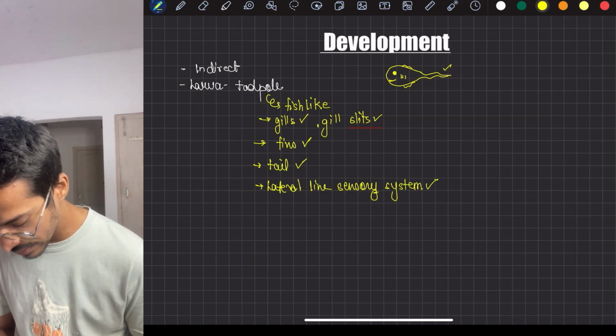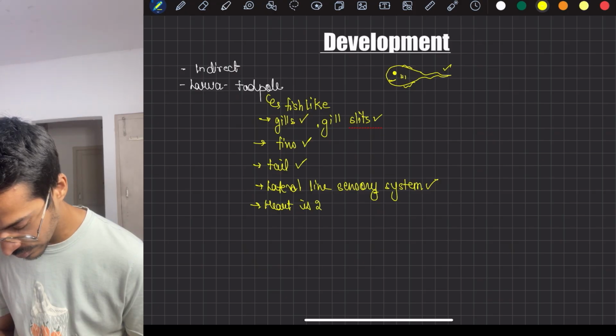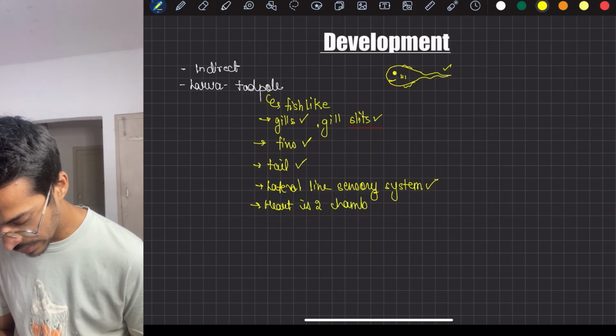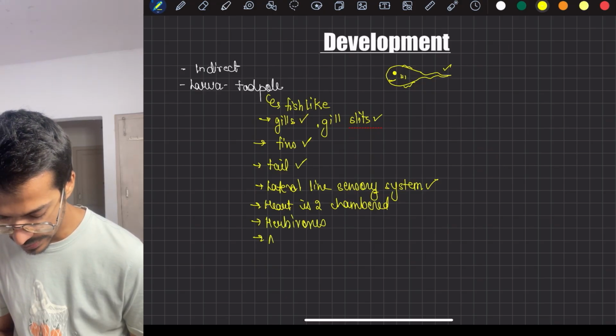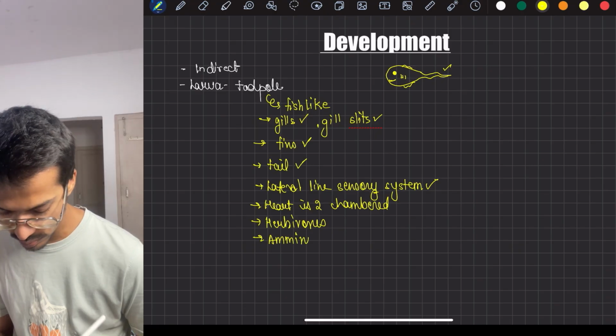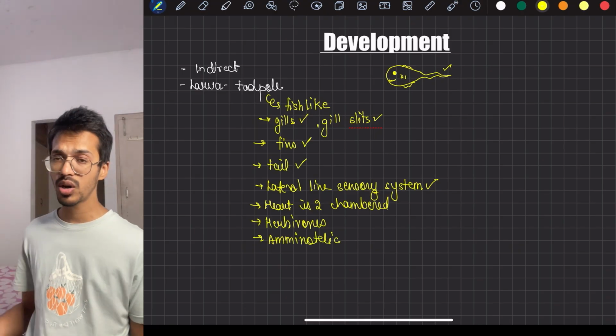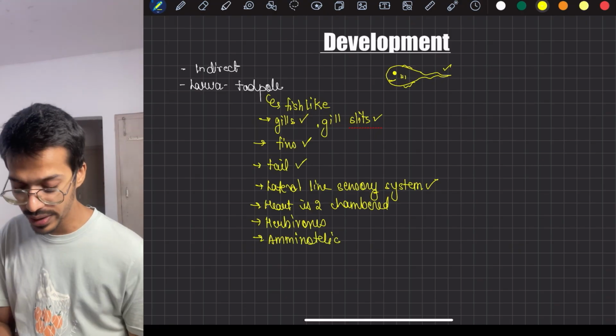Then the heart is two chambered. Then it is herbivorous. Then it is monotelic. So all of these things look more like fish characteristics.